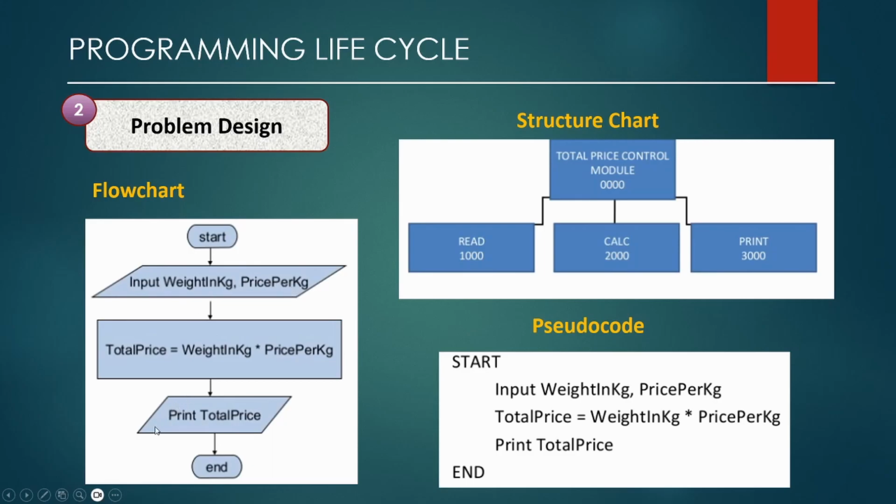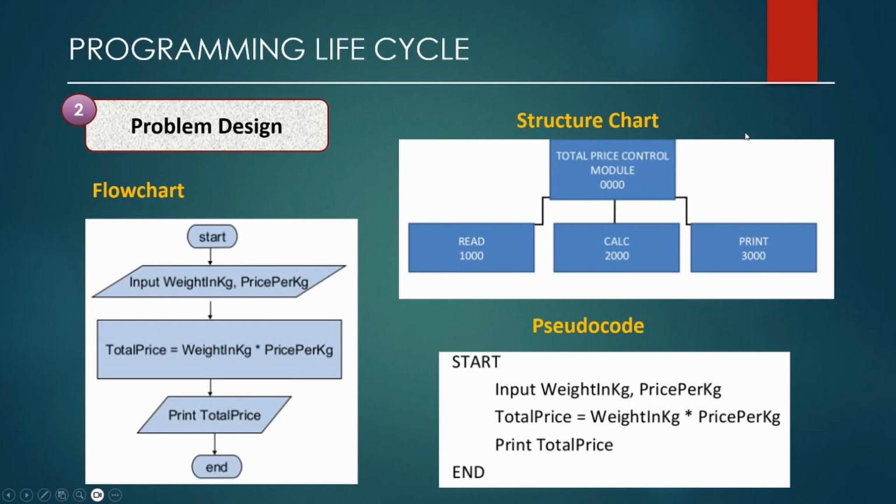And below here is also our output. Print total price. This is our output, the total price. Both input and output use the same shape because it represents input and output. What about this square box? This square box is our process. The square box represents the process of a program, such as the equation we found just now, which is that the total price is equal to the weight in kilograms multiplied by the price per kilogram.